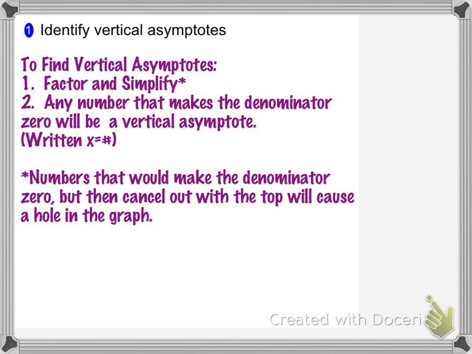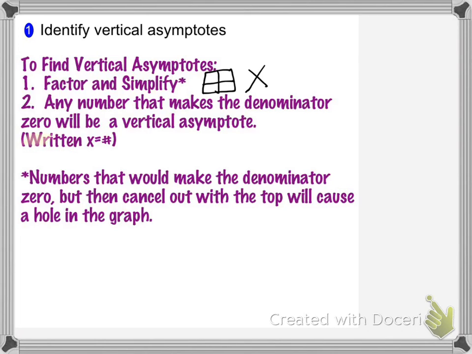So the first thing that you are going to need to know is to factor and simplify the numerators and the denominators. Remember, when we factor, we use the generic rectangle and the diamond problem to do this. Any number that makes a denominator 0 will result in a vertical asymptote.